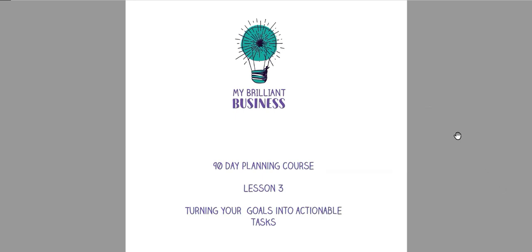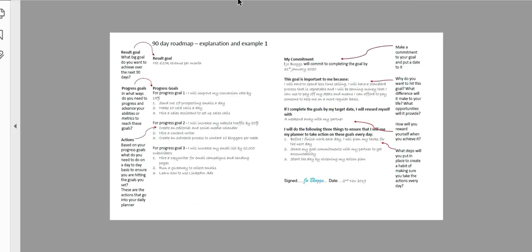Welcome to lesson 3. In this lesson, we are going to take your progress goals from the last session and turn them into actions. So that is this form that you hopefully completed in the last lesson, which gives you your final goal, your target, for the next 3 months, and what the 3 progress goals are that are going to help you achieve it.